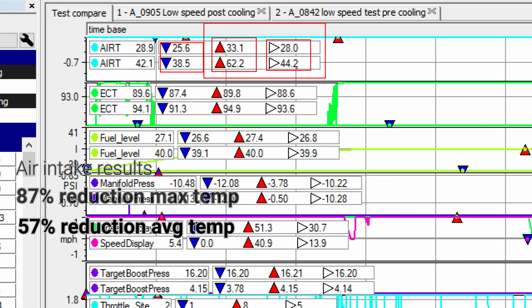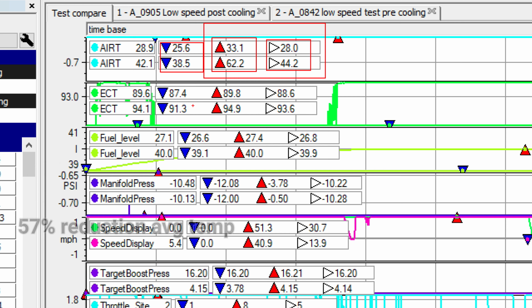I've created a turbo heat shield, a top-down type heat shield. I did a lot of work with the exhaust. And then we move on to the coolant temperature. The max is 89.8 for the post cooling and 94.9 for the pre-cooling. So not much to write home about here. That's a 5.6% improvement, and exactly the same for the average: 88.6 for the post cooling, and then 93.6 for the pre-cooling.